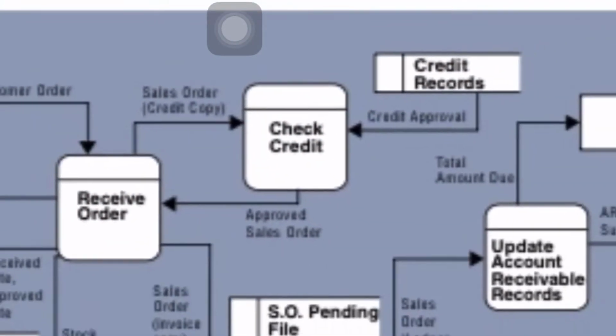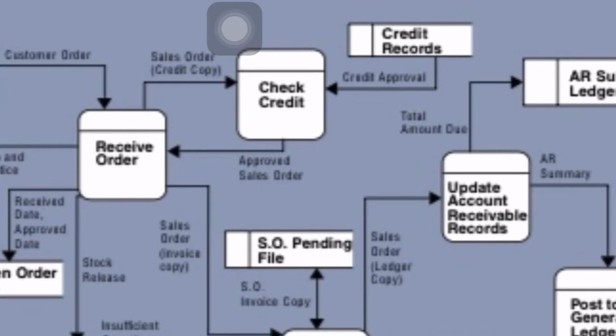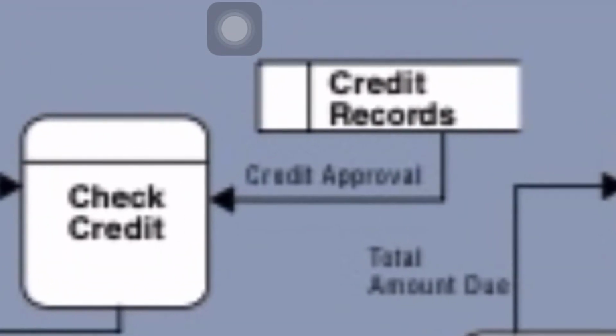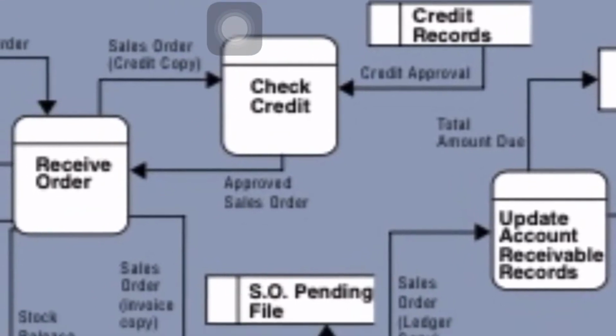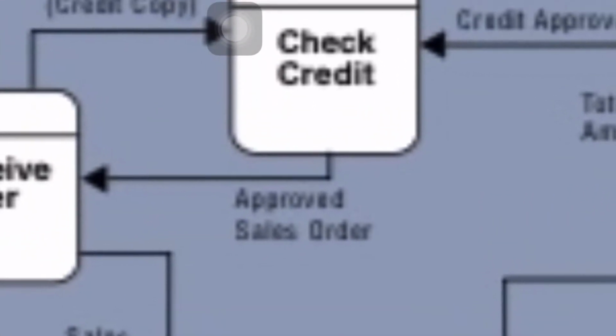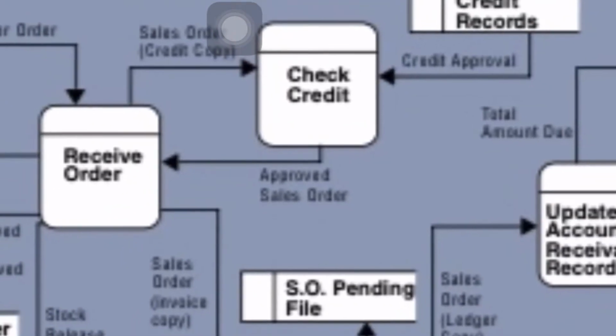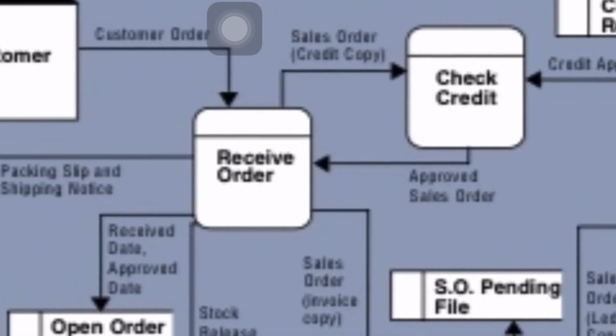The credit approval process is an authorization control and should be performed as a function separate from the sales activity. The receive order task sends the sales order to the check credit task for approval. The returned approved sales order then triggers the continuation of the sales process.